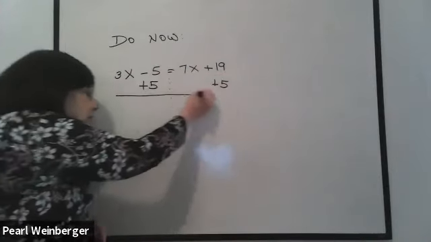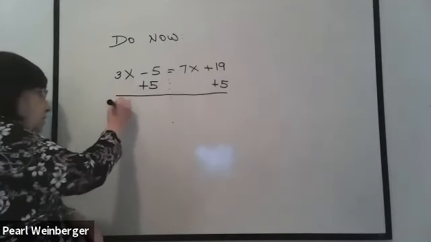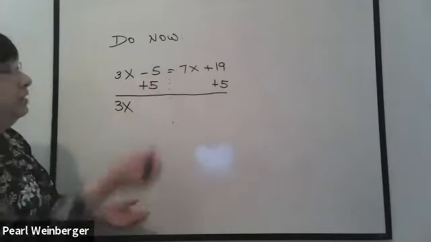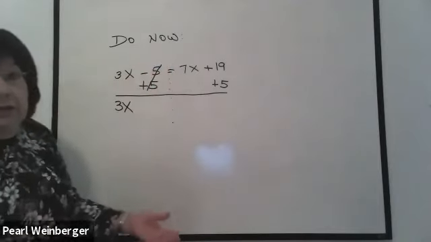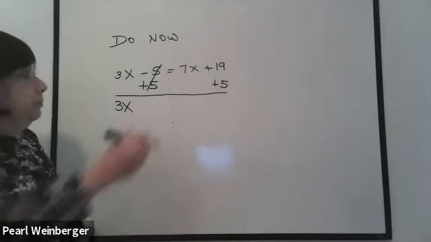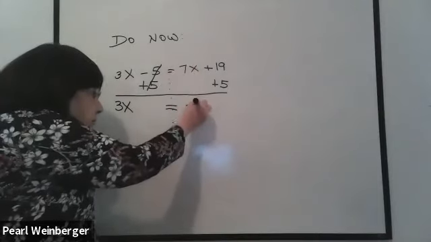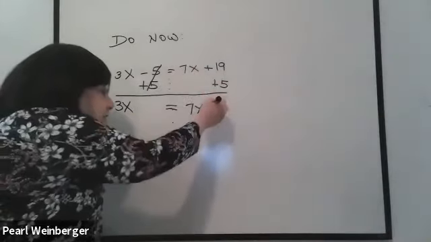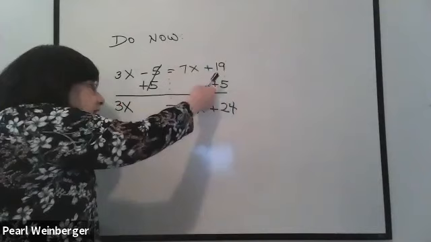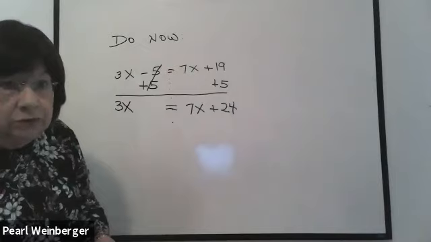So that when I get to the next step, I'll have 3x. I didn't do anything with the 3x, I'm just bringing it down. I have the -5 and the +5 that just cancel each other out. They add up to 0. So basically I don't have to put it in. And that equals the 7x, which I haven't done anything with, and the 19 and the 5 is 24. Notice I added the 5 to the 19. I didn't add the 5 to the 7x because those are not like terms. I have to always add the like terms.